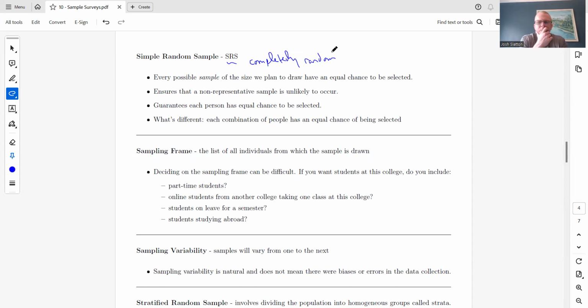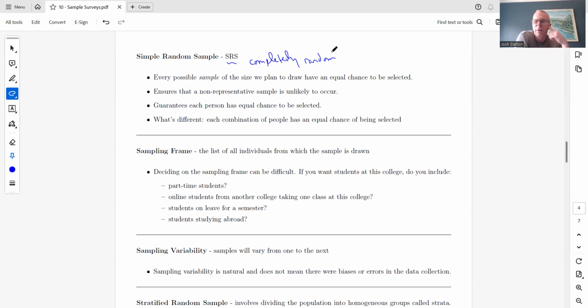Sampling frame. This is not a sampling method. So this sampling frame is just a list of all individuals from which the sample is drawn. So it could be the population. It could be a subgroup from the population. We'll talk about how we might be able to get those as we go along.